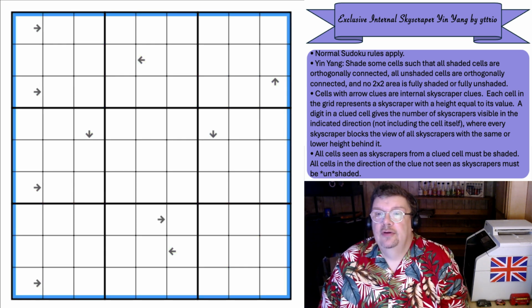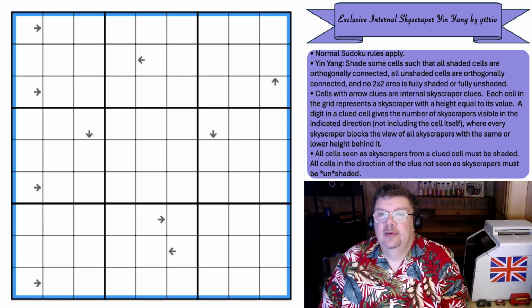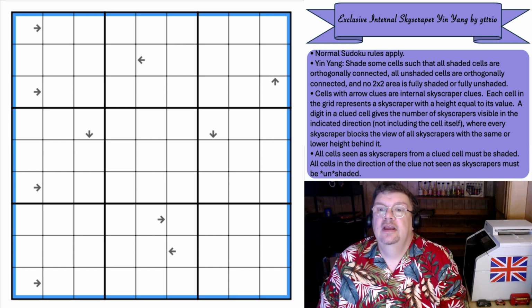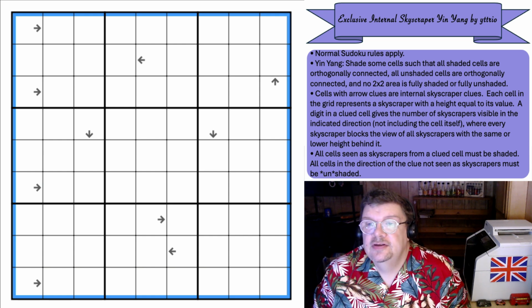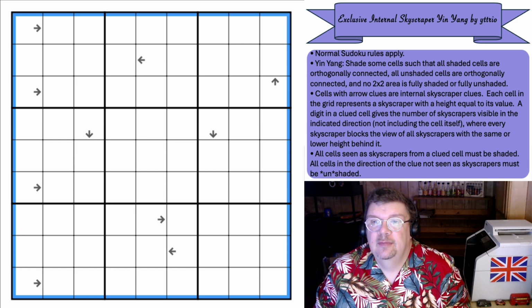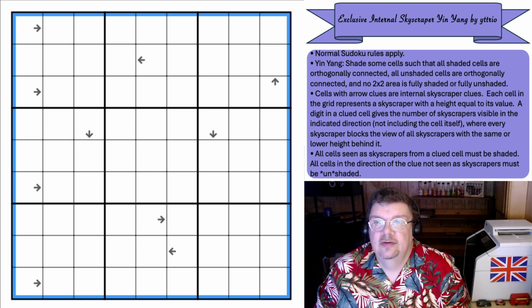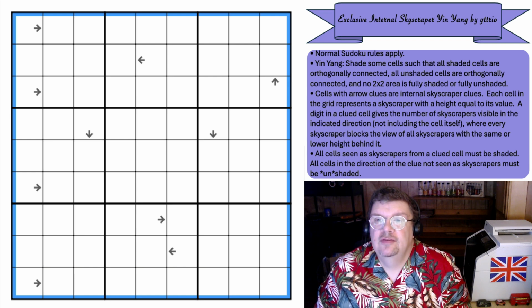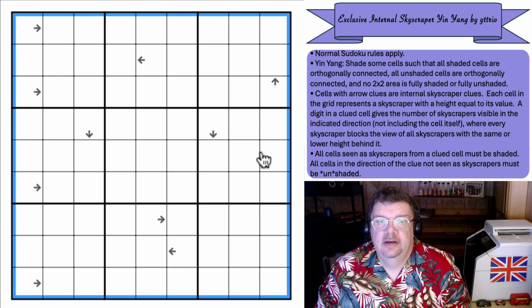Cells with arrow clues are internal skyscraper clues. Each cell in the grid represents a skyscraper with a height equal to its value. A digit in a clued cell gives the number of skyscrapers visible in the indicated direction, not including the cell itself, where every skyscraper blocks the view of all skyscrapers with the same or lower height behind it.